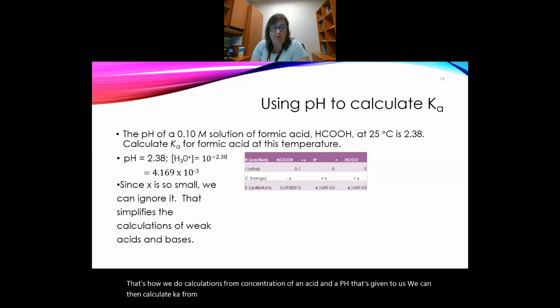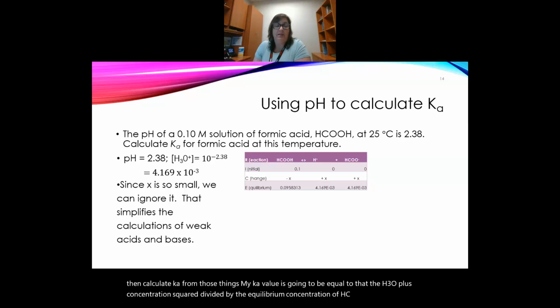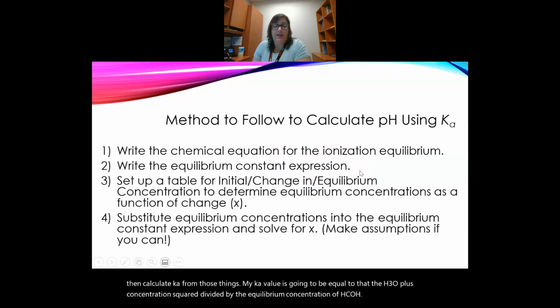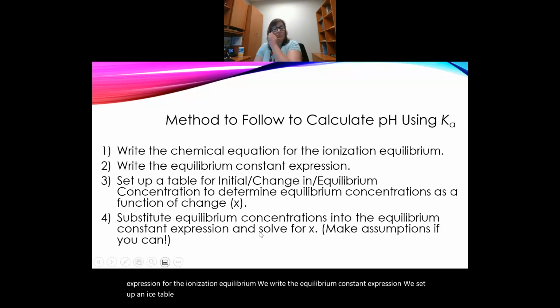My Ka value is going to be equal to the H3O plus concentration squared divided by the equilibrium concentration of HCOOH. So again, we can calculate that Ka. The method to follow: we write the equilibrium expression for the ionization equilibrium, we write the equilibrium constant expression, set up an ICE table, substitute equilibrium concentrations into the equilibrium constant expression, and solve for X.